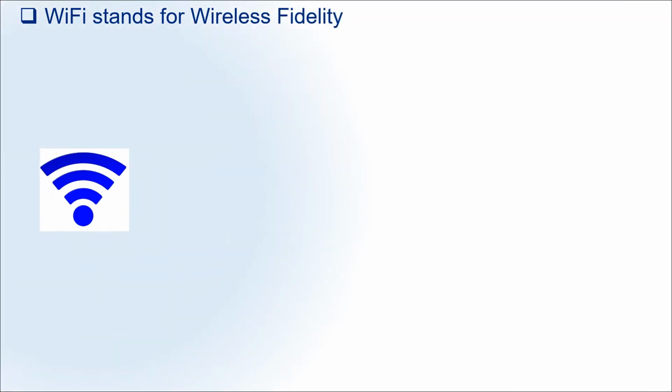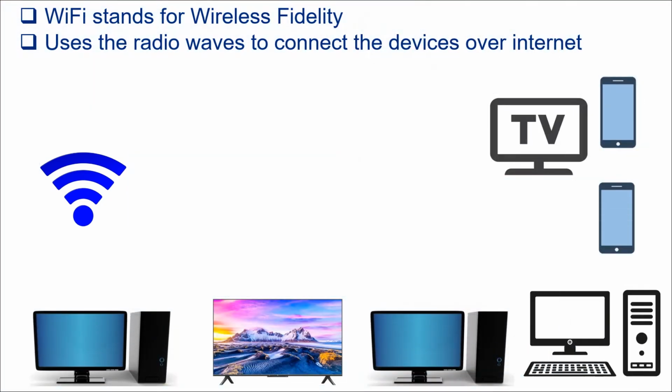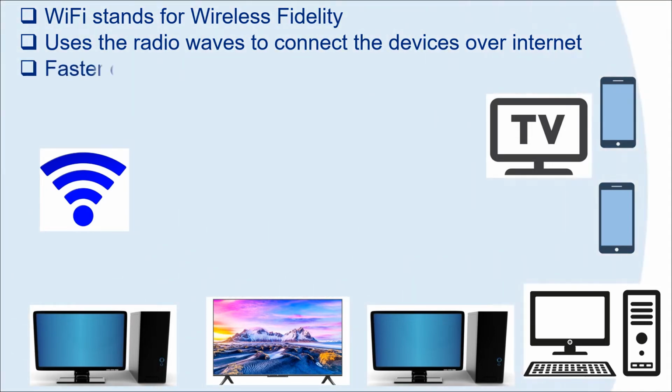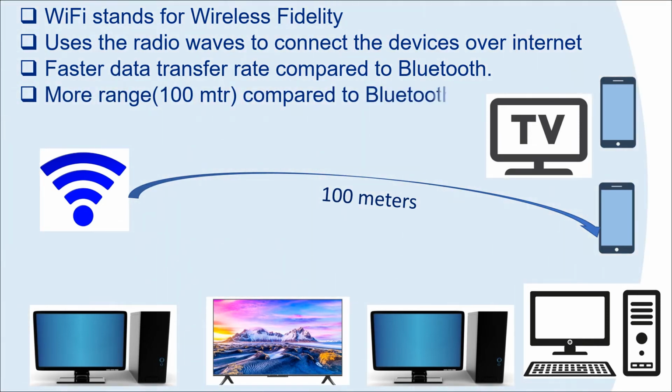Now, let us talk about Wi-Fi. Wi-Fi stands for wireless fidelity. Wi-Fi also uses radio waves to connect devices like cell phones, computers, TVs and tablets over the internet. The data transfer rate of Wi-Fi is much faster as compared to Bluetooth. The range of Wi-Fi devices is much more than Bluetooth. It can connect devices in the range of 100 meters.